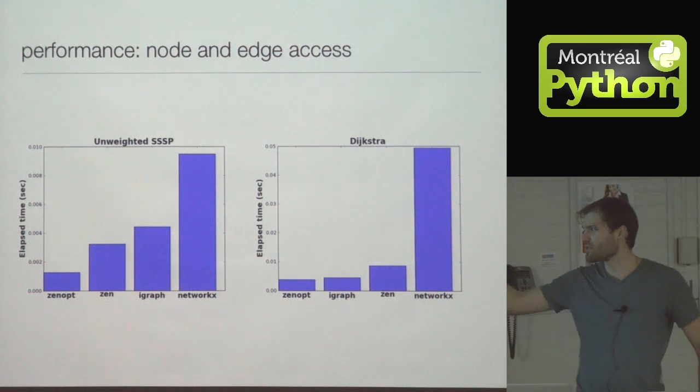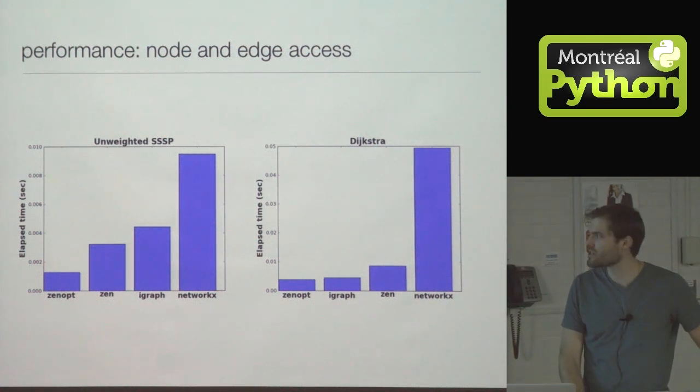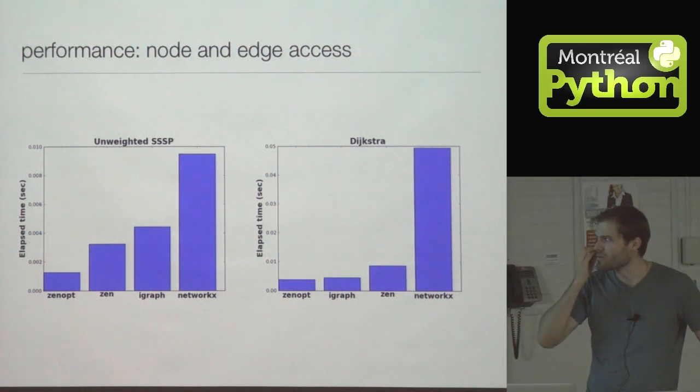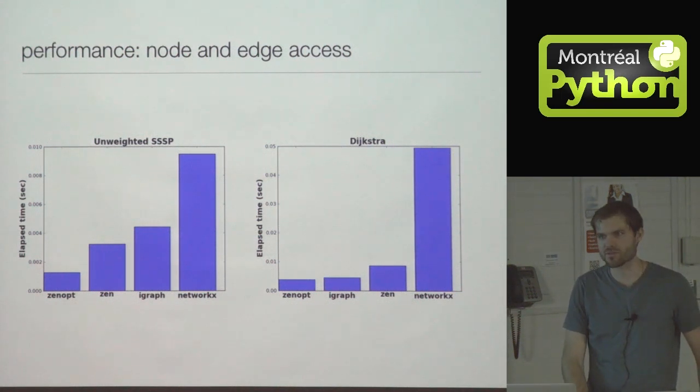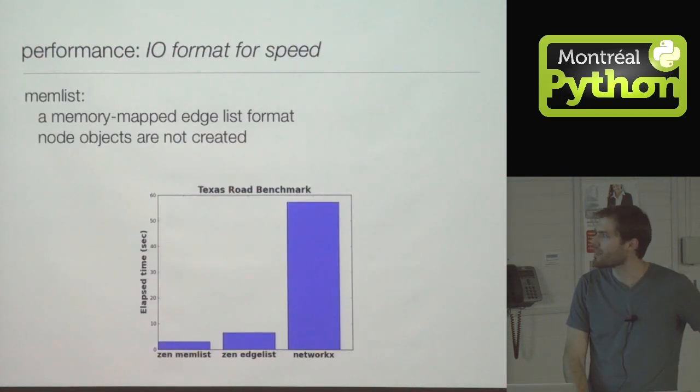This is just showing some of the algorithmic speeds. So Zen actually outperforms all of the other libraries that are available for Python in terms of the standard algorithms. This is for loading memory. So this is for loading data.